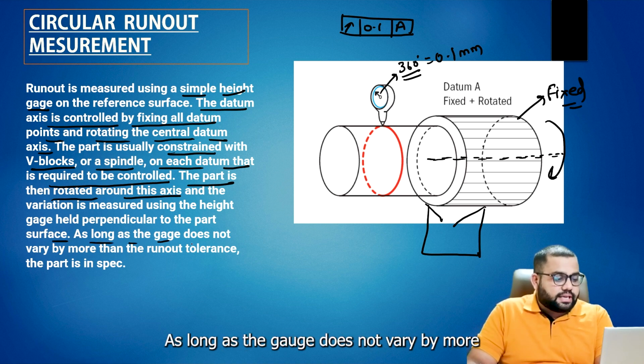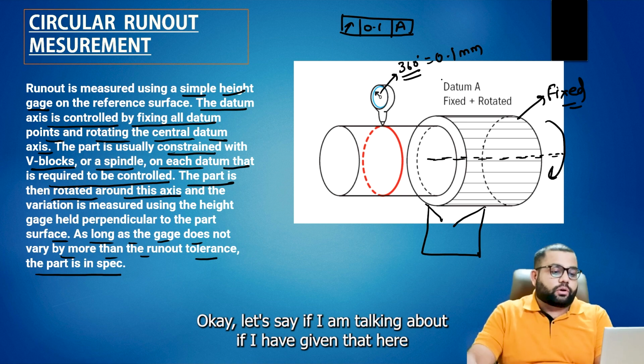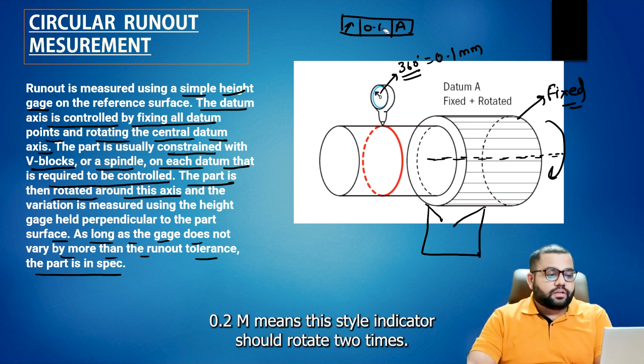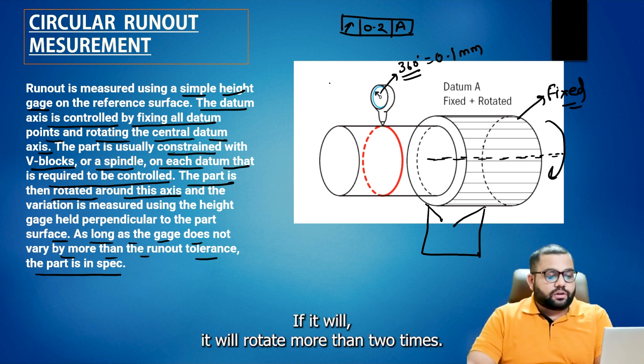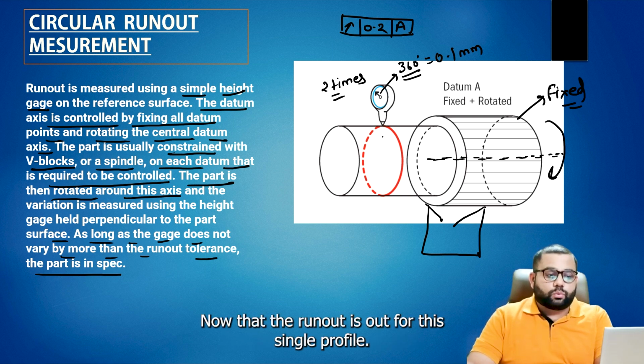As long as the gauge does not vary by more than the runout tolerance, the part is in spec. Let's say I have given 0.2 mm here, which means this dial indicator should rotate 2 times. If it rotates more than 2 times, only then will it be called out of circular runout, meaning the runout is out for this single profile.